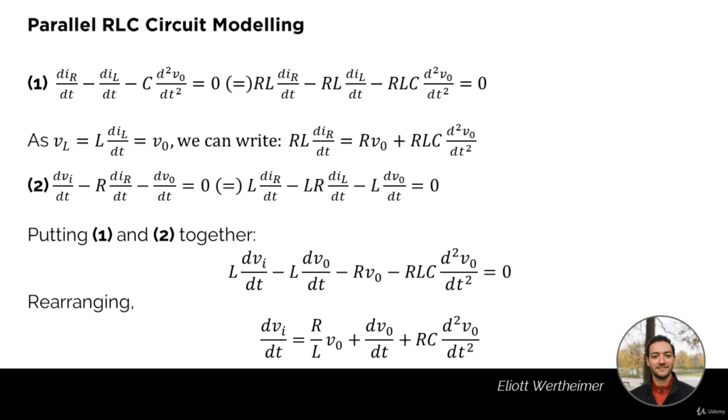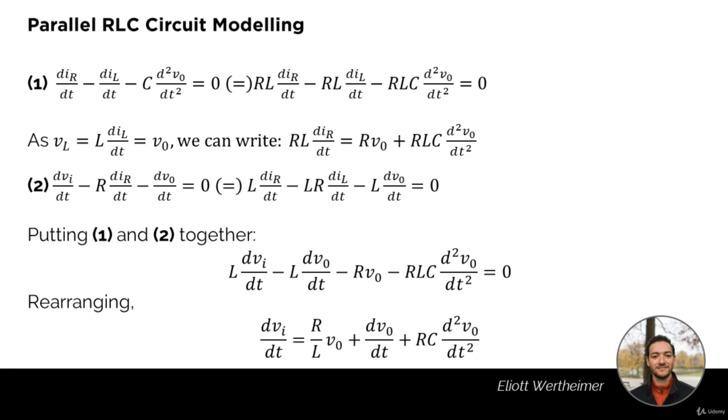Now looking at the voltage law side, we have that the derivative of Vi over dt minus R multiplied by the derivative of IR with respect to time minus the derivative of V0 with respect to time is equal to 0. This is equivalent to multiplying both sides by L, the inductance, to get L multiplied by the derivative of IR with respect to time minus LR multiplied by the derivative of IL with respect to time minus L multiplied by the derivative of V0 with respect to time is equal to 0.